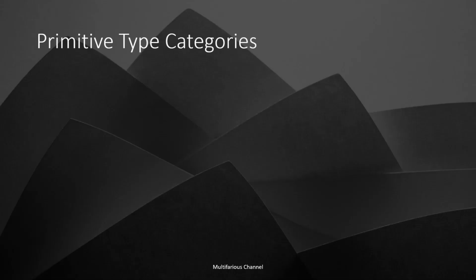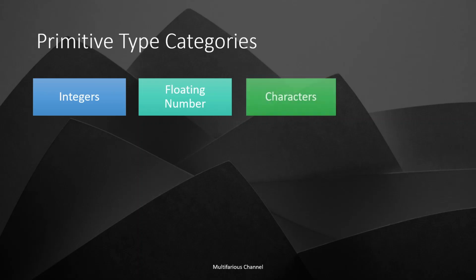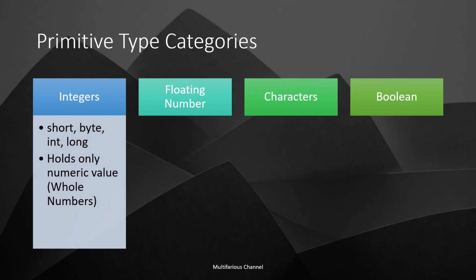In the Java type system, there are four further categories of primitives. The first one is the integer primitives. The second one is the floating primitives. The third one is the character primitives. And the last one is the Boolean primitives. When it comes to integer primitives, this category includes short, int, long, and byte. These primitive data types hold only numeric data. Operations associated with such data types are those of simple arithmetic or comparison operations.